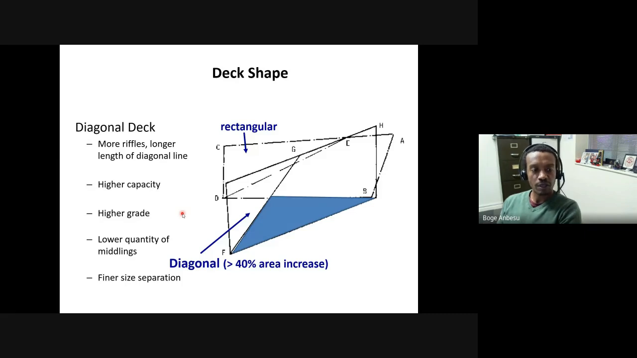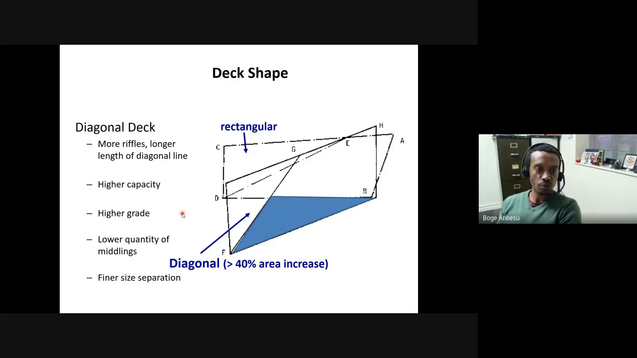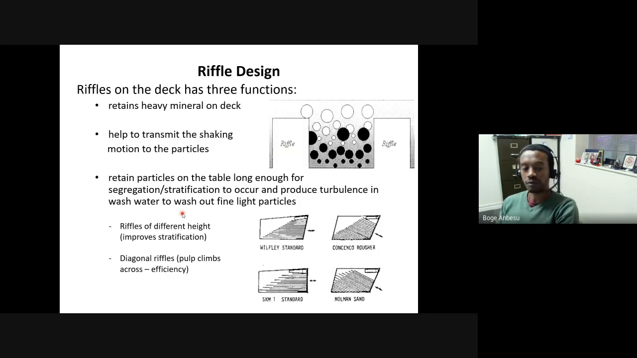Okay, so these are some of the considerations that you can look into when, for example, trying to buy a shaking table. So typically, the diagonal deck should give you a larger capacity and a higher grade in comparison to a rectangular one. But again, if that's not available to you, it's something you can consider while deciding which type of shaking table to buy. The riffle design, so this is the lines or the grooves I mentioned on the table.